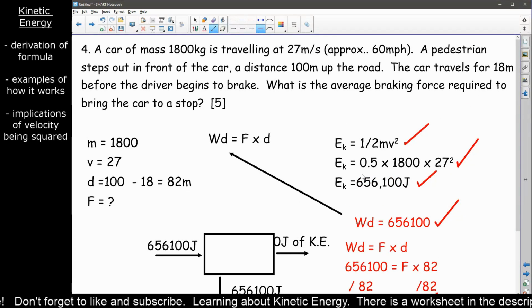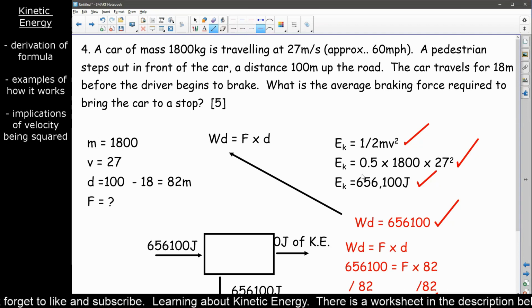5 marks. Okay, I hope this has given you a slightly better understanding of kinetic energy and the types of questions that can get asked on it. Next time we'll have a look at things falling where potential energy is turned into kinetic energy, but we need to learn a little bit more about potential energy before we do that.